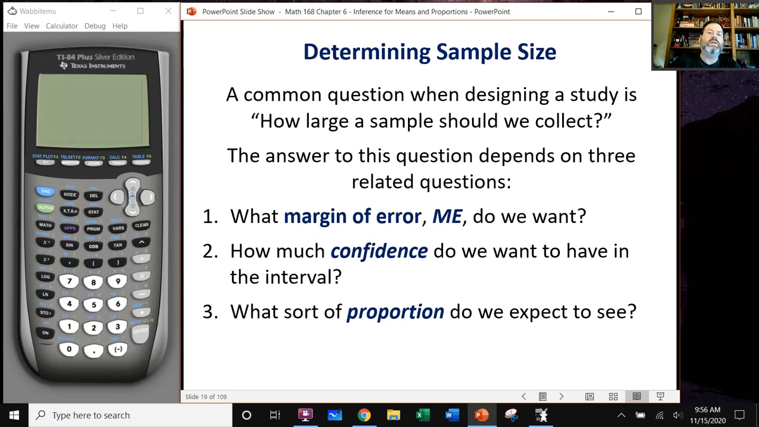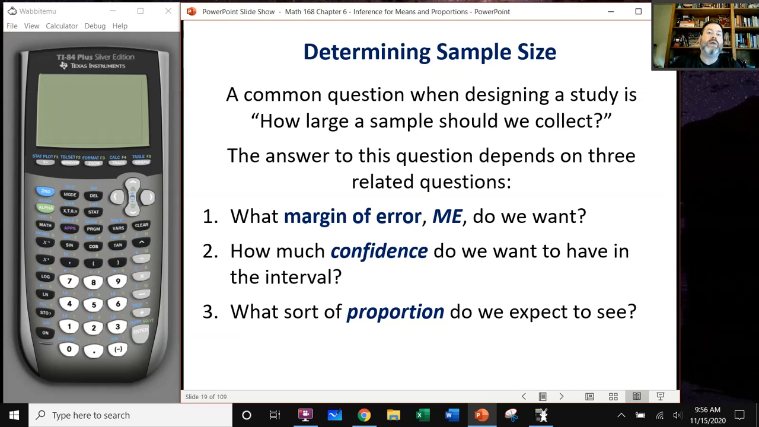All right, now we're going to look at determining sample size. A common question when designing a study is, how large a sample should we collect? The answer to this question depends on 3 related questions. What margin of error do we want? How much confidence do we want to have in the interval? And what sort of proportion do we expect to see?